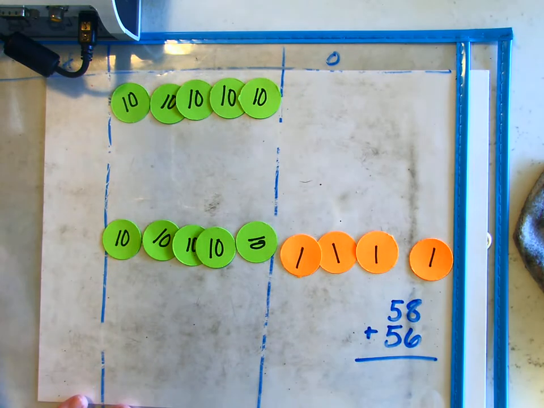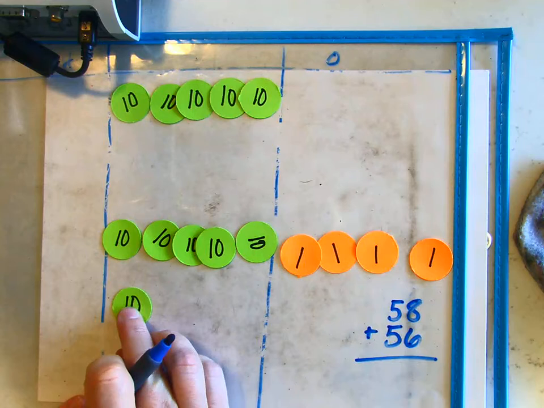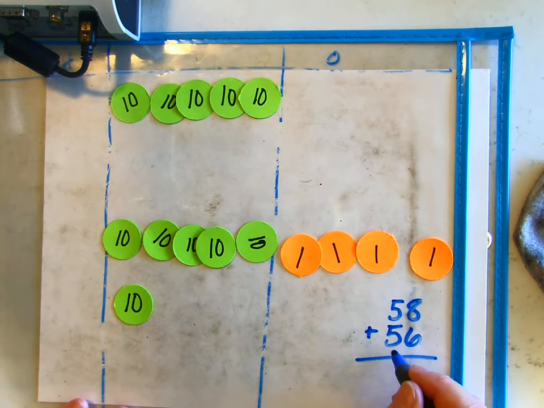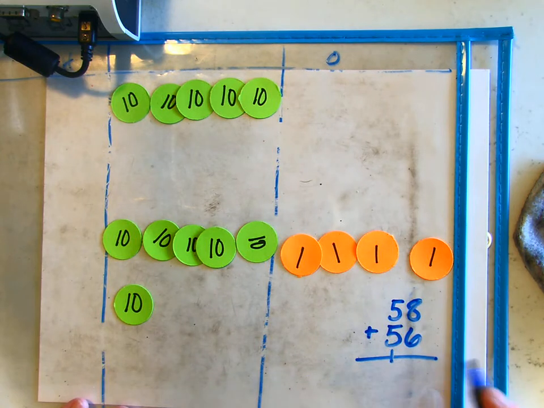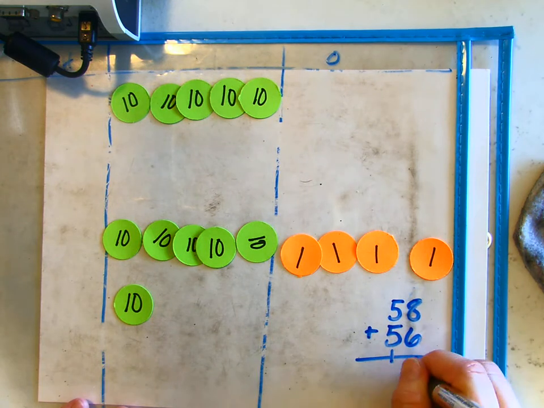10 ones is 10. So I moved over that group of 10. It's really important that you remember to write that down because otherwise you're not going to add up the right numbers. And there are 4 still in the ones place.